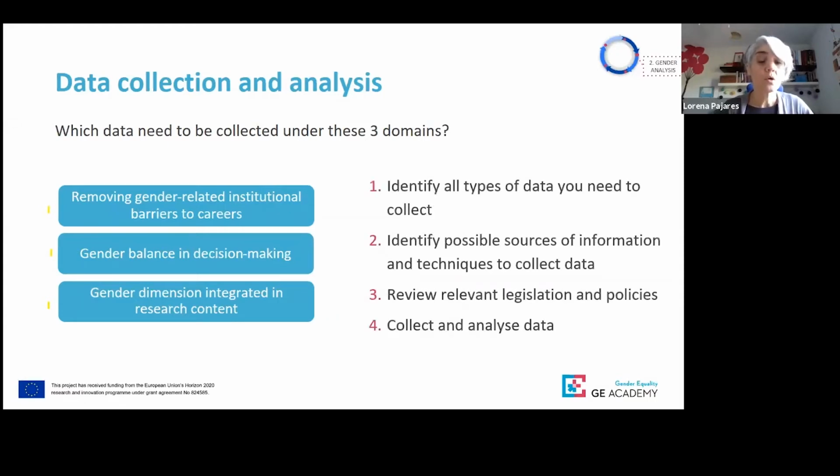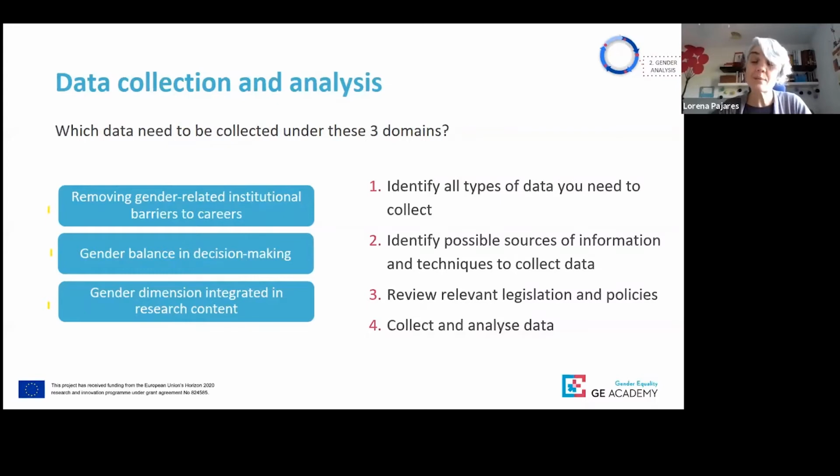First step, we need to identify all types of data that we need to collect. Okay, saying that we need sex-disaggregated data about all types of staff and all types of students. Also, we're talking about the whole community of our organization, so we can identify gender imbalances and we can identify underrepresented areas or specific pressing areas that will require intervention, right?